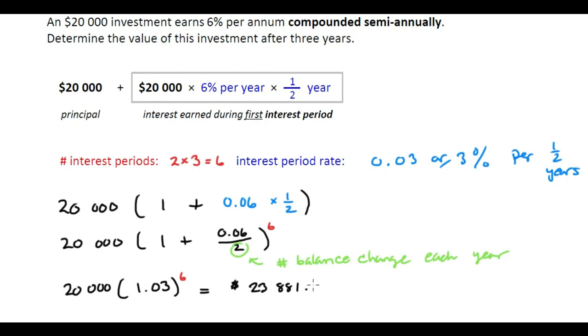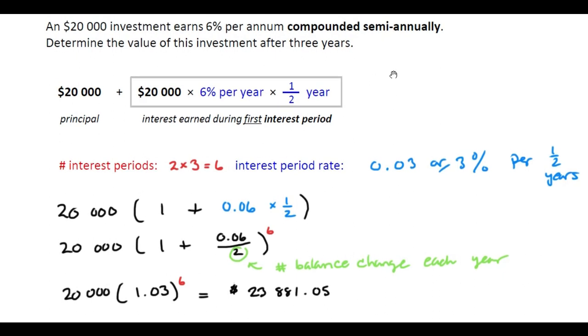$23,881, and to the nearest penny, 5 cents. Okay, so the common confusion always comes from the terminology in red and blue here. Keep in mind that if your annual rate's 6%, and you're going to start doing a balance change every half of a year, you can think of it as creating an interest period, a half of a year interest period, of 3%.